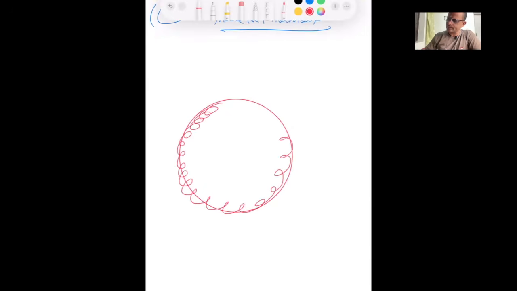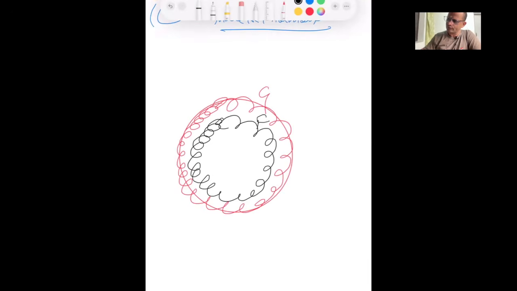Suppose this is the adrenal gland. And I told you the adrenal gland is having 3 coverings. This is the outermost covering, which is G. Then the second covering, which is F. And the inner covering, that is R, GFR. GFR all together are called adrenal cortex.